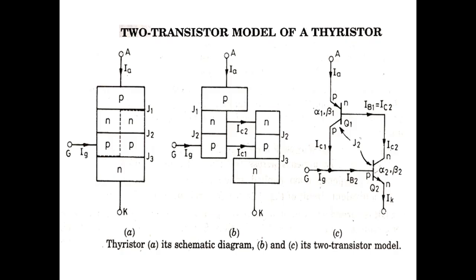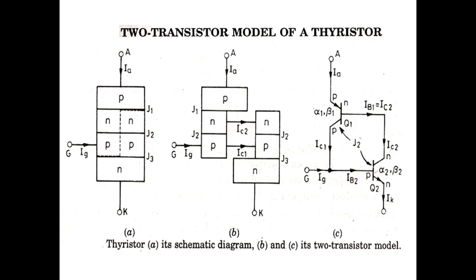After turning on transistor Q1, it gives a current IC1. The IC1 is again applied as base current to transistor Q2, so the gate current is effectively increased. If the input current is increased, that means IB2 is increased. So here we can see that IB2 is equal to Ig plus IC1.